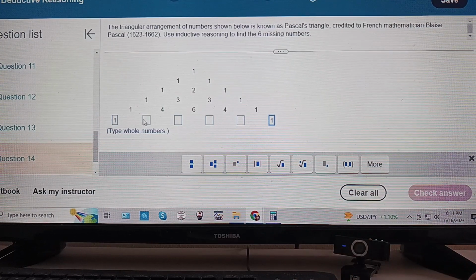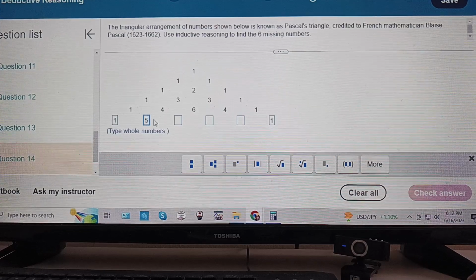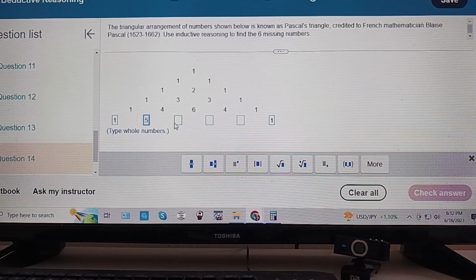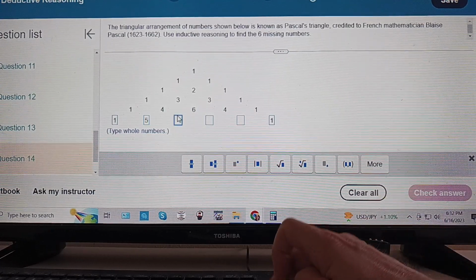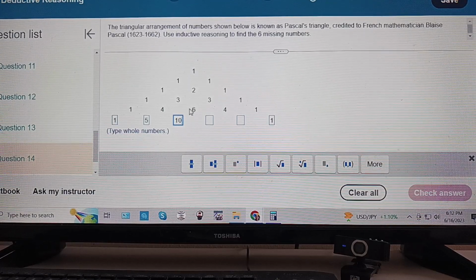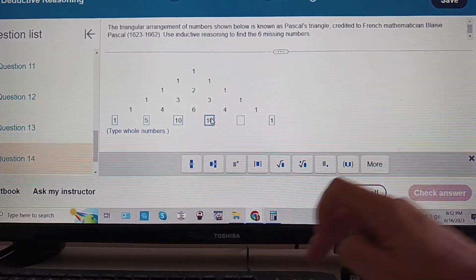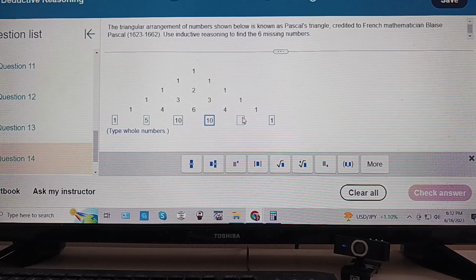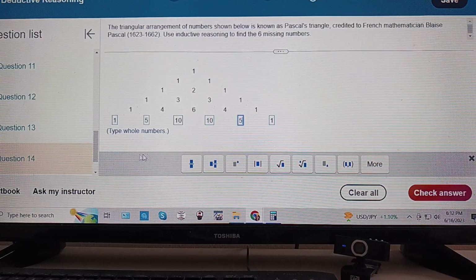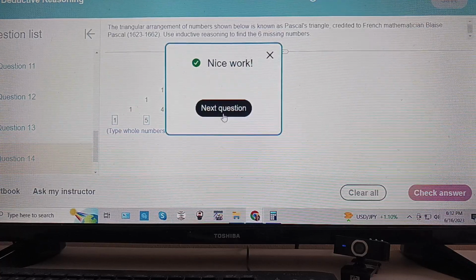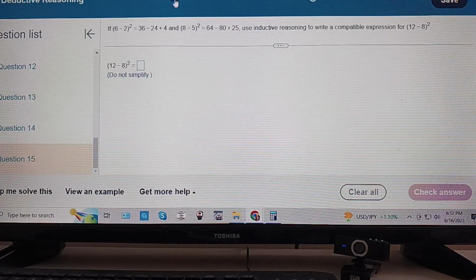And if you want to fill this box in right here, you just look up diagonally both ways. 1 plus 4, that's 5. For this box, you do 4 plus 6, which is 10. And then it's symmetrical. 6 plus 4 is 10. 4 plus 1 is 5. So notice if you go across, 1, 5, 10, and the other side is 10, 5, 1 backwards. It's got the symmetry to it. That's all they're having you do here.